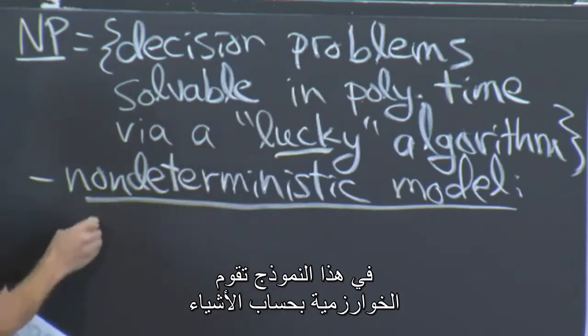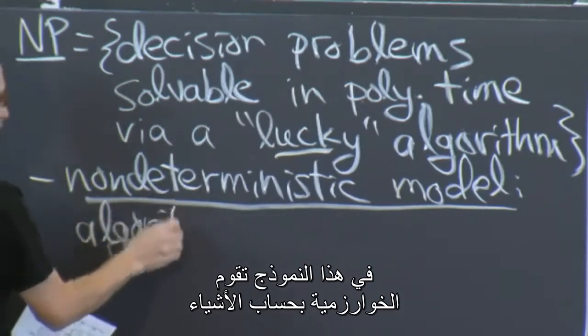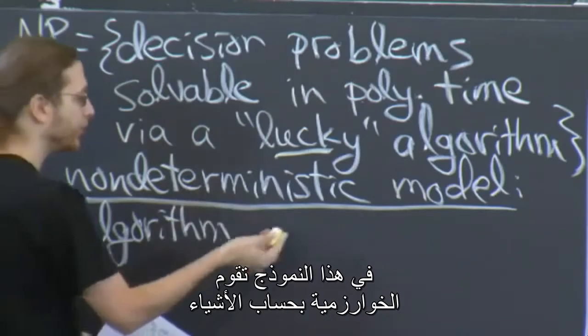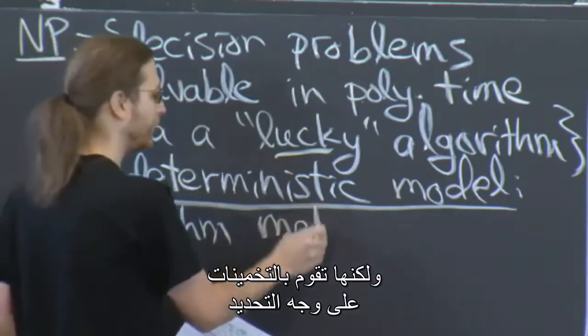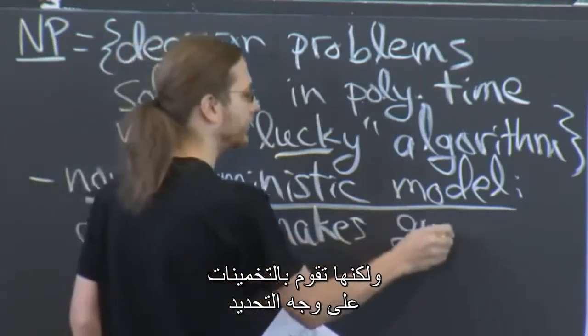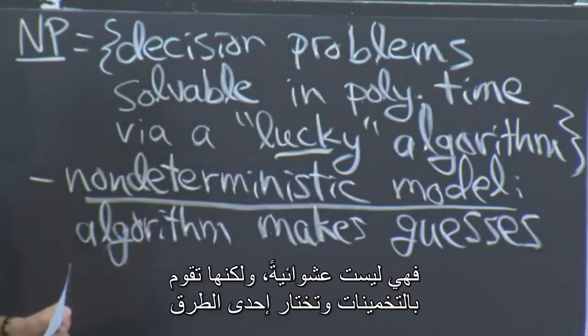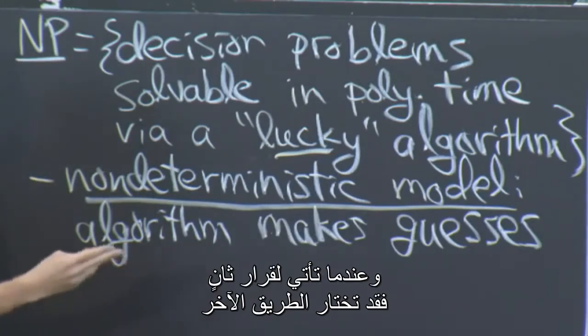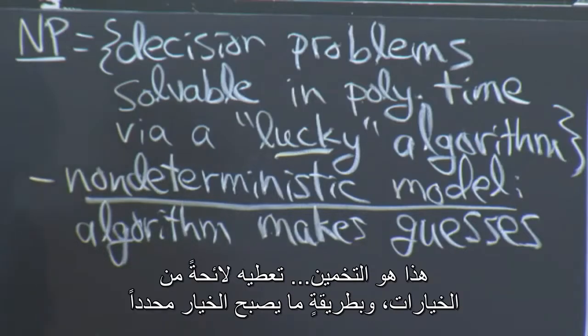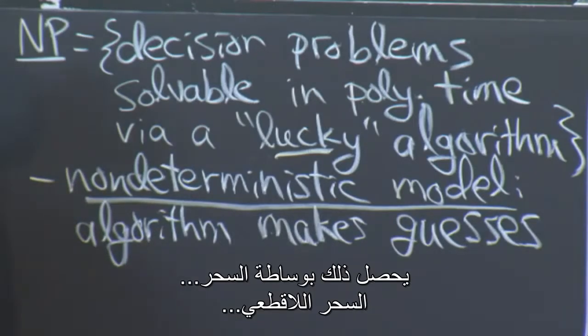So in this model, an algorithm can compute stuff, but in particular, it makes guesses. So should I do this or should I do this? And it just says, it doesn't flip a coin. It's not random. It just makes a guess. Well, I don't know. Let's go this way. And then it comes to another fork in the road. It's like, well, I don't know. I'll go this way. That's the guessing. You give it a list of choices, and somehow a choice is determined by magic, non-deterministic magic.